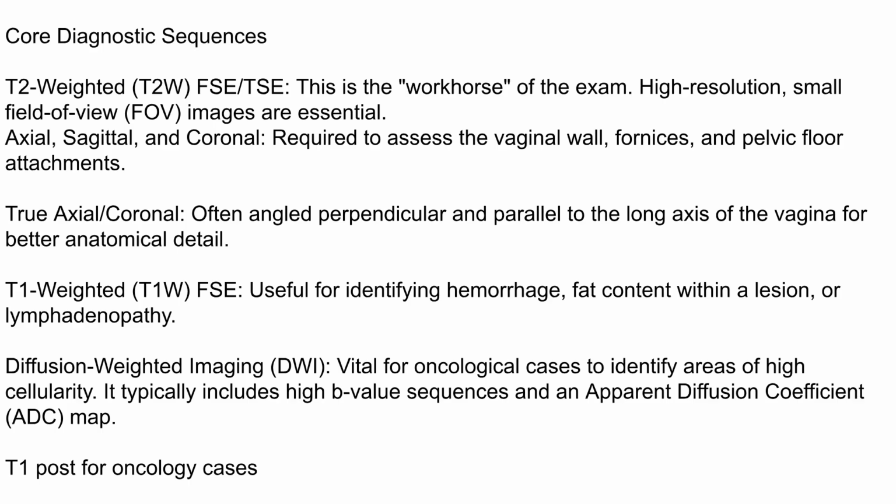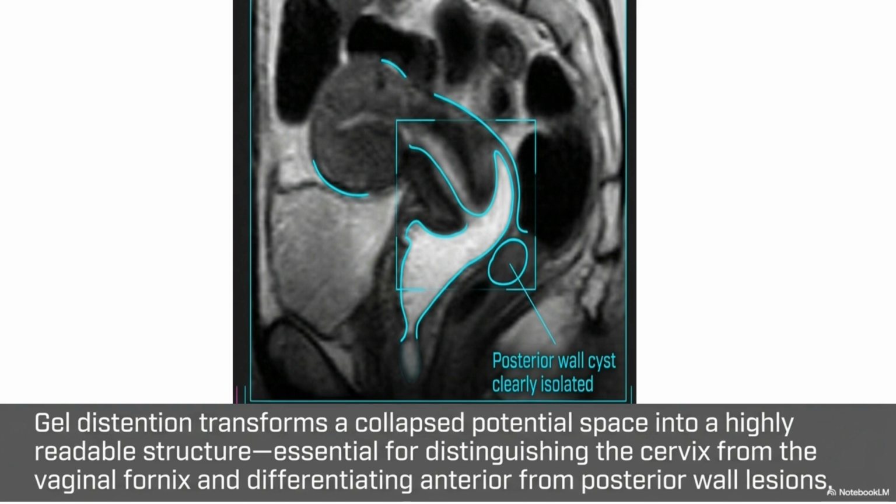The core diagnostic sequence is T2-weighted FSE/TSE, the exam's workhorse, requiring high-resolution, small field-of-view images. T1-weighted is useful for hemorrhage and fat, while diffusion-weighted imaging is vital for oncology cases to identify high cellularity. Gel distension transforms a collapsed potential space into a readable structure. This is essential for distinguishing the cervix from the vaginal fornix and differentiating anterior from posterior wall lesions.